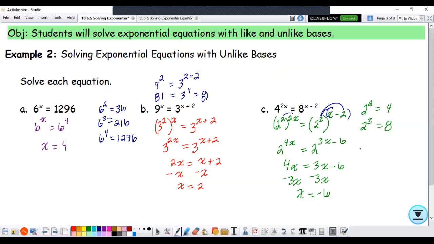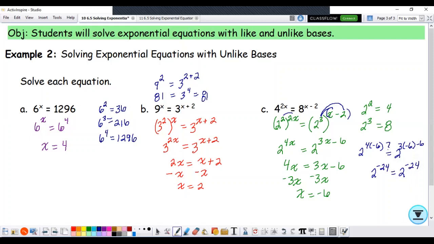It would be okay to check right here at this step of 2 to the 4x equals 2 to the 3x minus 6. So that's what I'm going to do. Is 2 to the 4 times -6 going to equal 2 to the 3 times -6 subtract 6? That's the question I'm asking myself. So 4 times -6 would be 2 to the -24 equals 2 to the 3 times -6 is -18, subtract 6 is also -24.